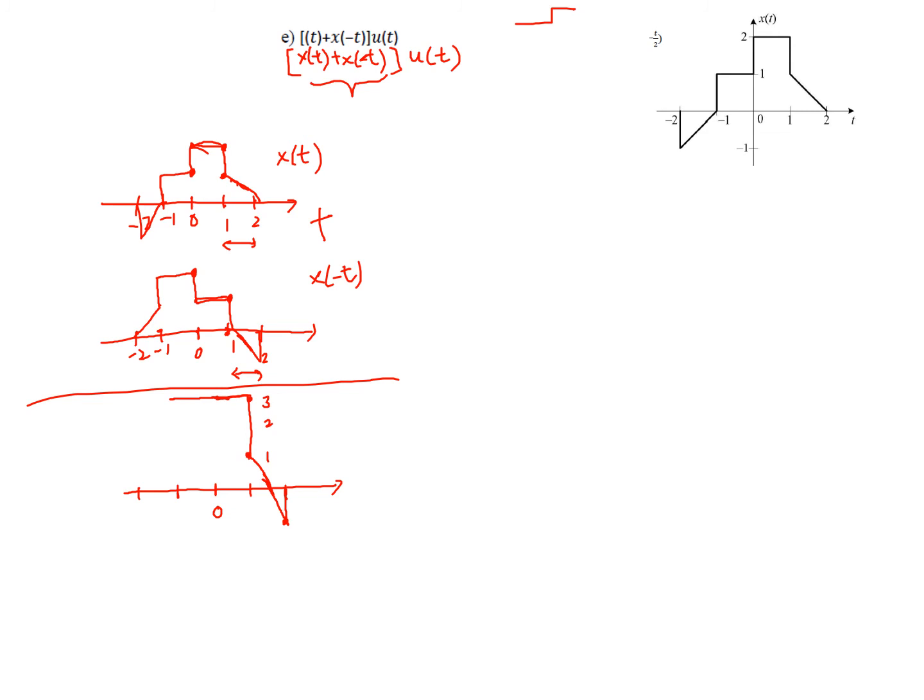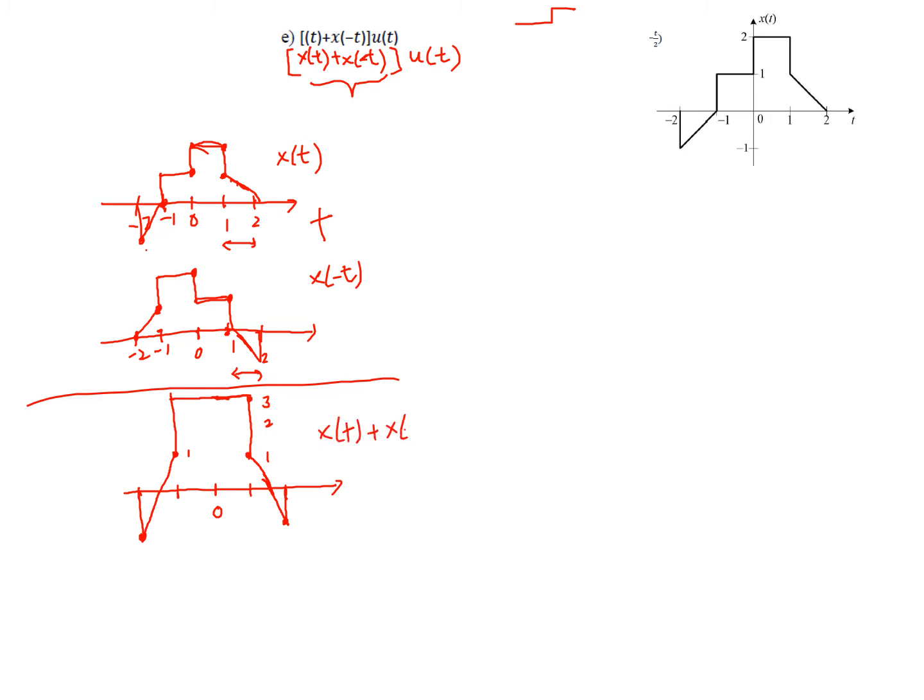So at this point, it drops down to 0. And this point drops down to 1. So it will drop to 1. Alright, this is 1. And then at this point, it will drop to negative 1. This point drops to 0. So it will drop to negative 1. So you will draw a straight line. Alright, so this is the graph of x(t) plus x(-t).